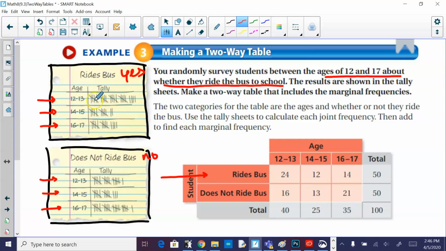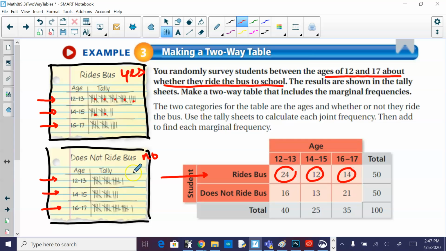So if we look at these numbers here, 5, 10, 15, 20, it's 24. That 24 would go into this cell in the table right here. So there's 24 12 to 13-year-olds. 14 to 15-year-olds, that would be 5, 10, 12. There's the 12. 16 to 17-year-olds, 5, 10, 14. So there's the 16 to 17-year-olds.